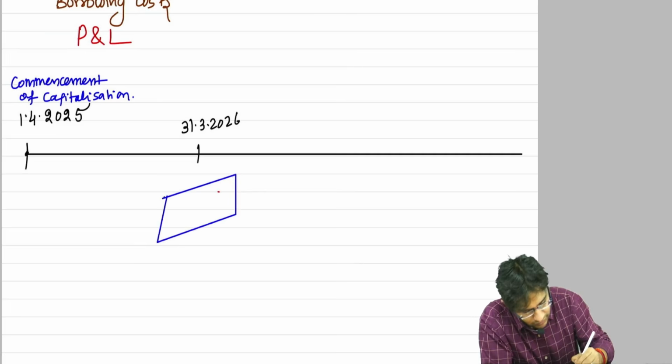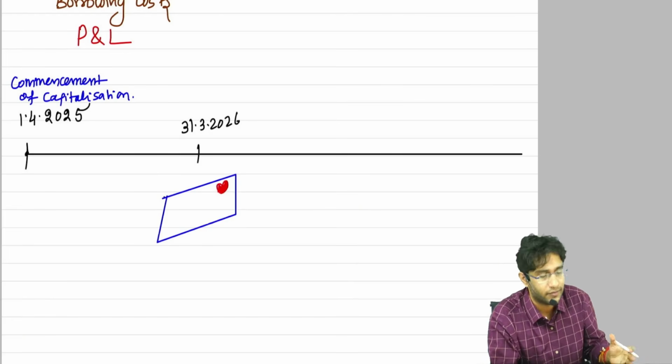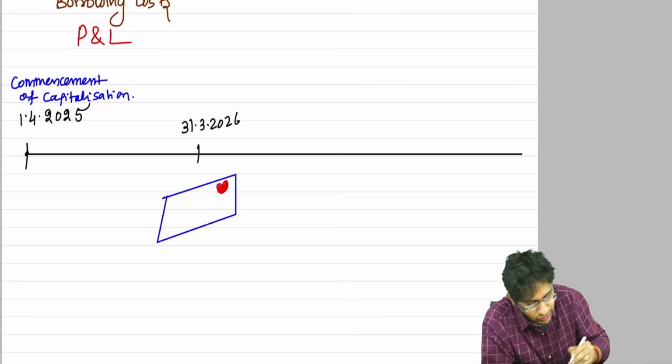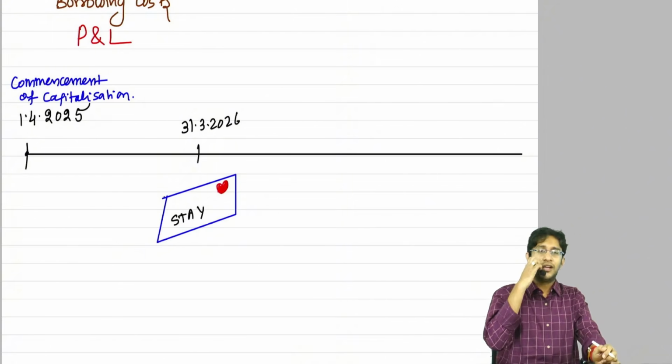On this, one small love symbol is also there. With a lot of expectation, you opened it, and what is there? On opening, you understood that there is a stay order in this. You are constructing one huge mall.